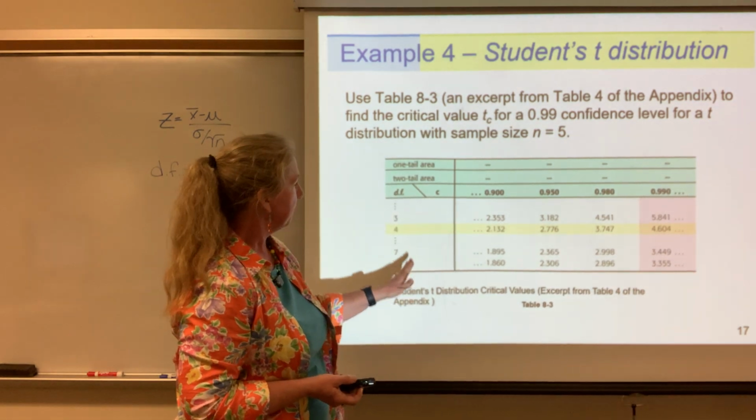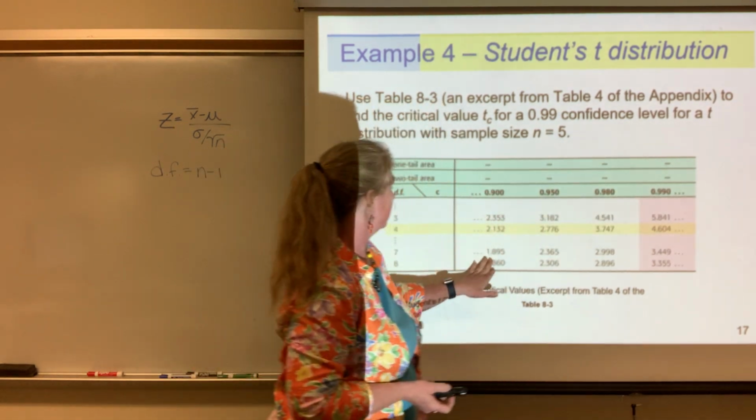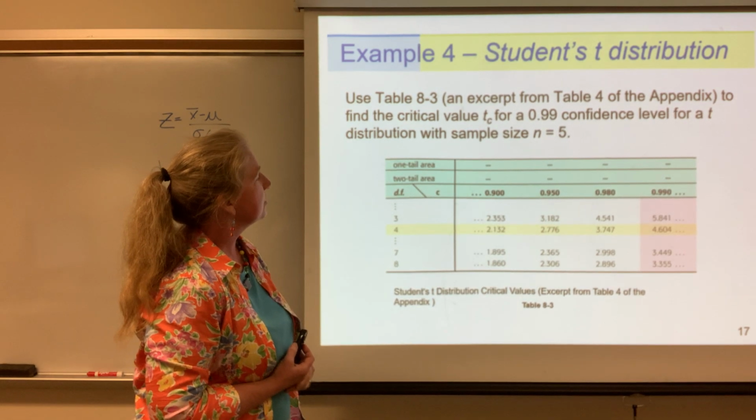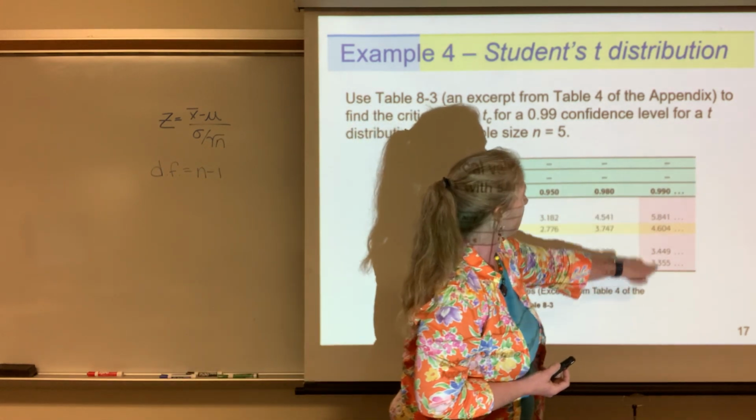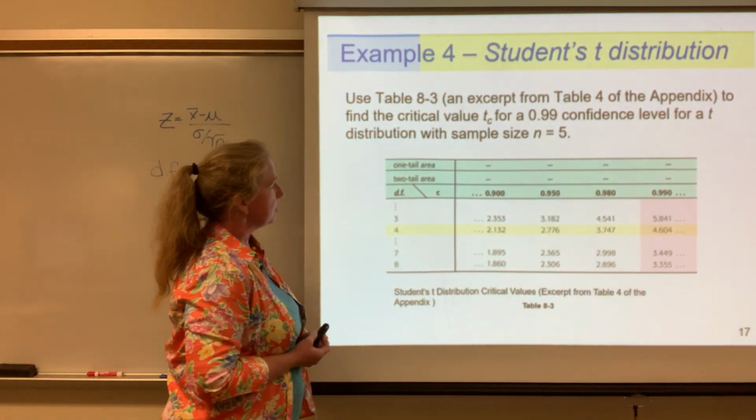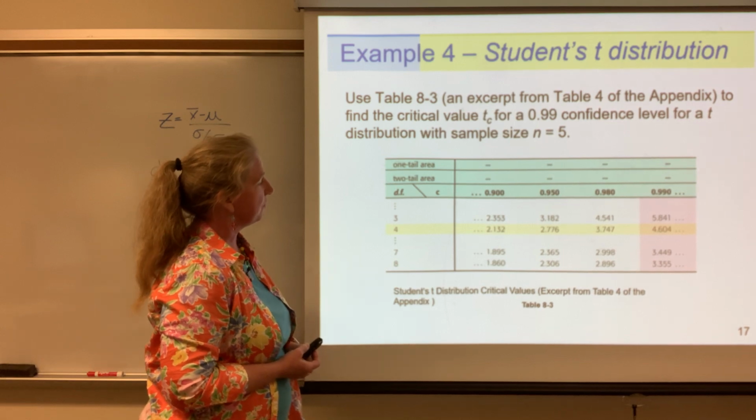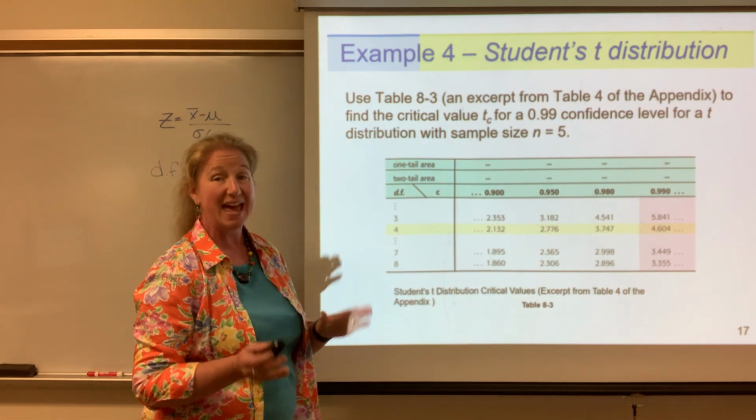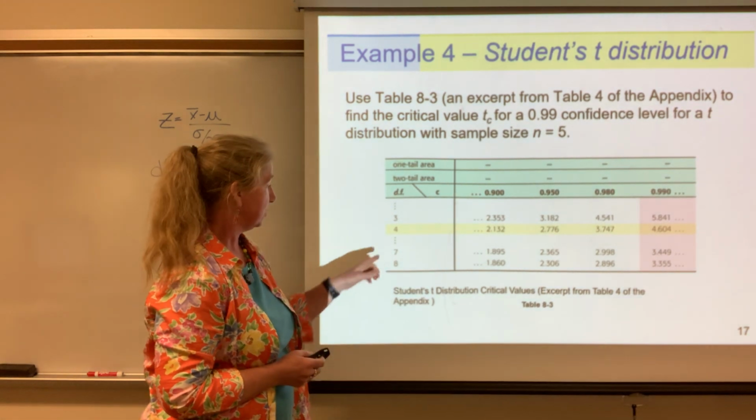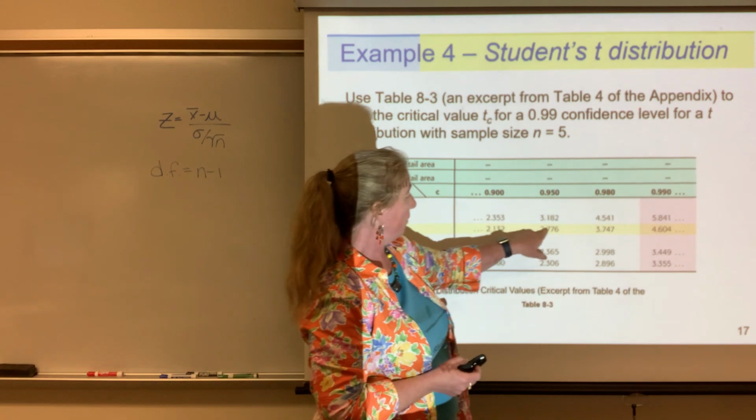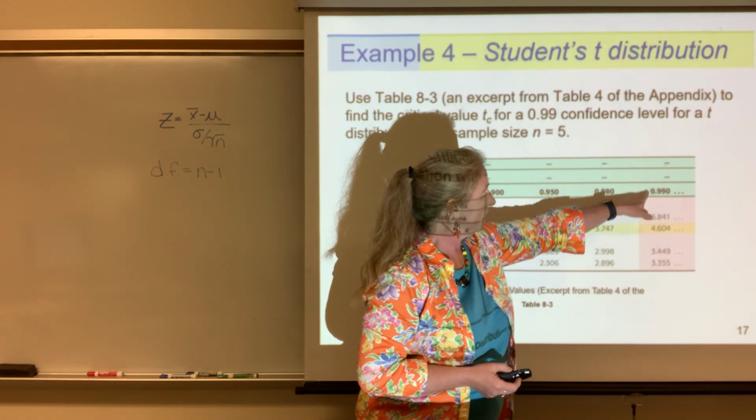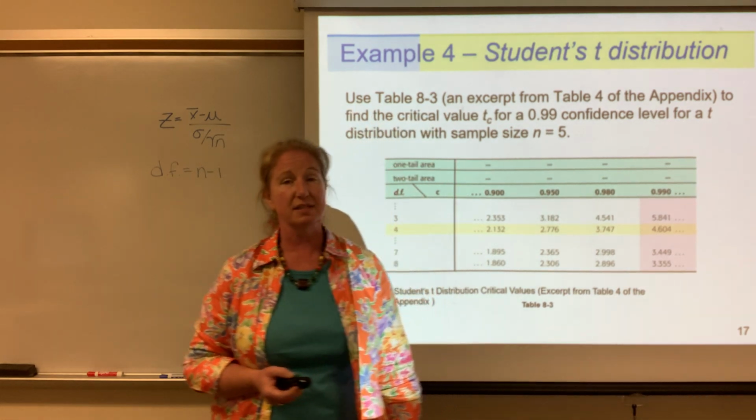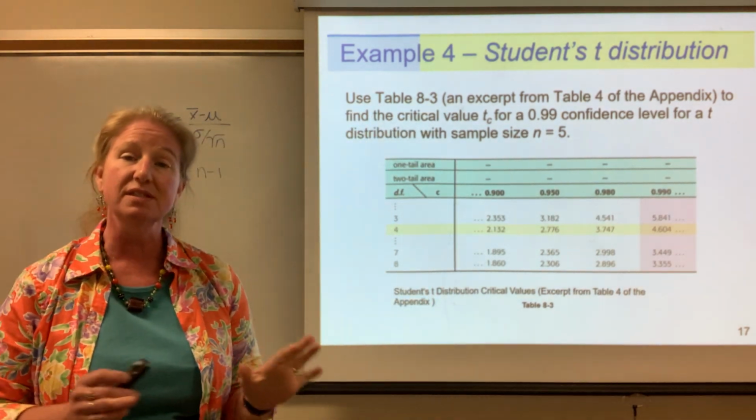Here's my degrees of freedom, here's my confidence, and these are T values. So let's pretend that I wanted a 99% confidence level, so that's this column, for a T distribution with a sample size of n equals 5. If n equals 5, then my degrees of freedom is 4. Remember, it's n minus 1. So come across this row all the way over to the 99. So my T value is 4.604. Okay, remember T values and Z values are similar.